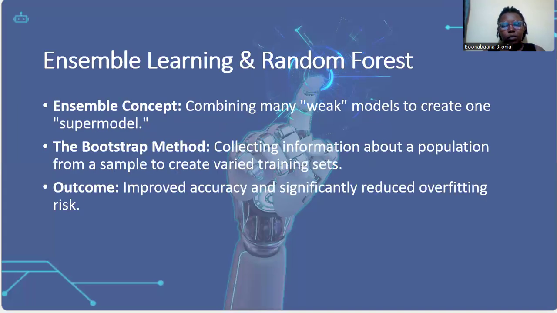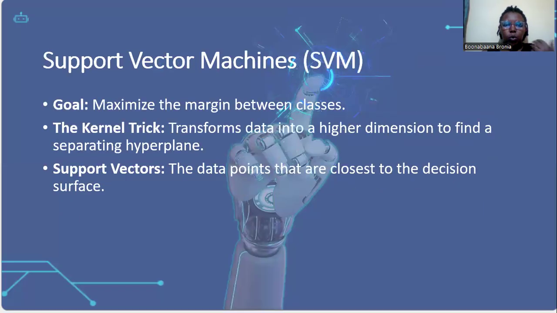So there we go through to ensemble learning and random forest. These are some of the algorithms that are used in training. So the ensemble concept is like combining many weak models to create one super model. We also have the bootstrap method, collecting information about the population from a sample to create variable training sets. So we have also support vector machines.